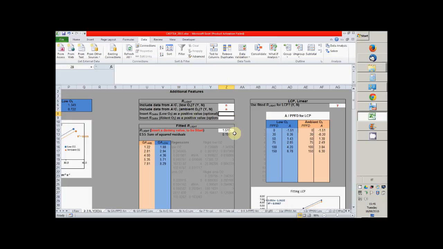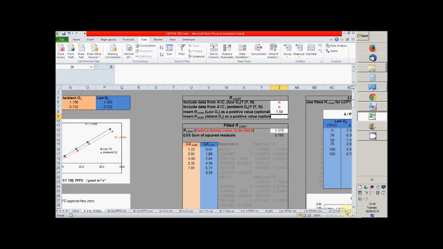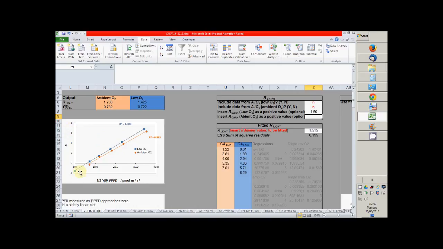In additional features, we may specify a value for dark respiration in cell Z8 and Z9 for low and ambient oxygen. So for example, if we specified 1.5, the value for dark respiration will be automatically plotted in the graph, and the linear curve fitting will include the value for respiration in the dark.